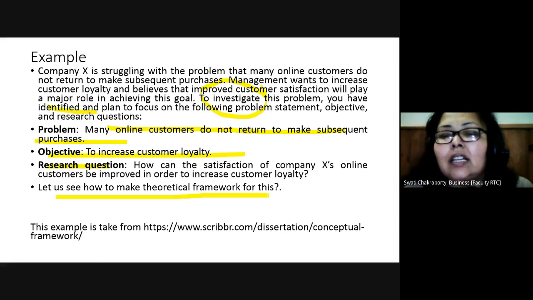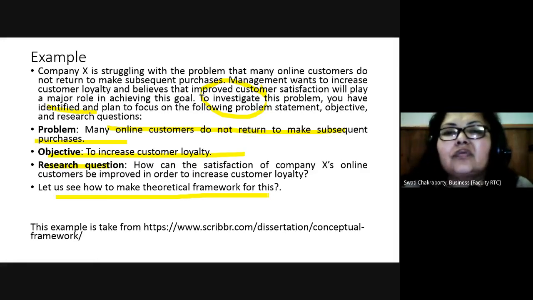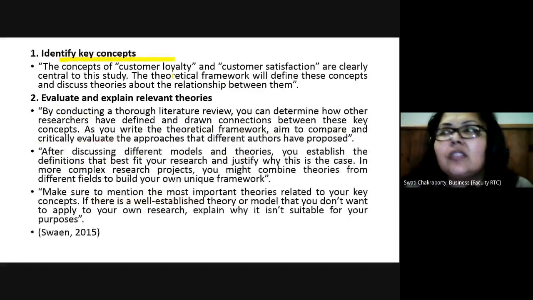And how do we use theoretical framework for this? First, identify the key concepts. What are the key concepts? It's customer loyalty and customer satisfaction. So the theoretical framework will actually define these concepts and discuss the theories about the relationship between them.